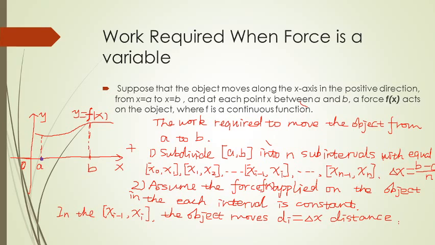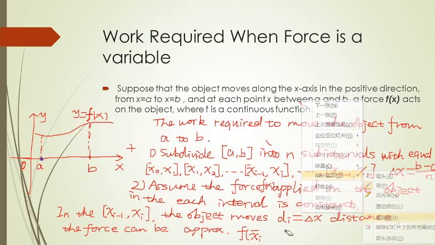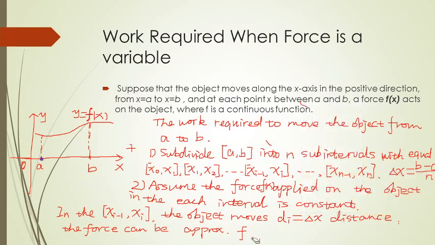So what is the constant we can estimate? So the force can be approximated by, so we assume it's a constant. What is the best estimation for the force in the i-th subinterval? Xi bar, or you can call it Xi star. It doesn't matter. Let's use the more general notation, Xi star.